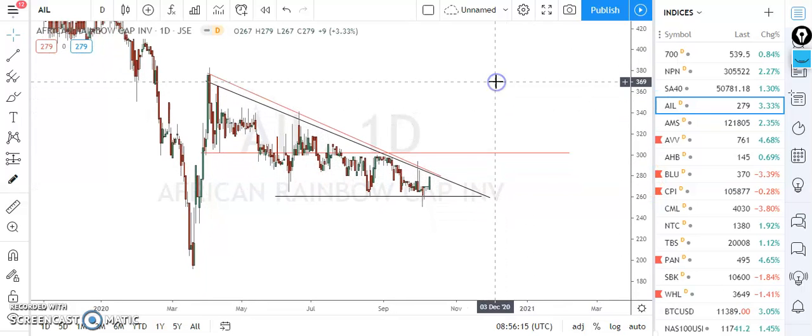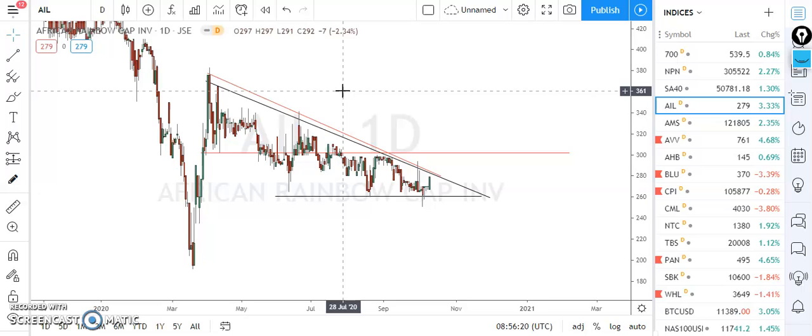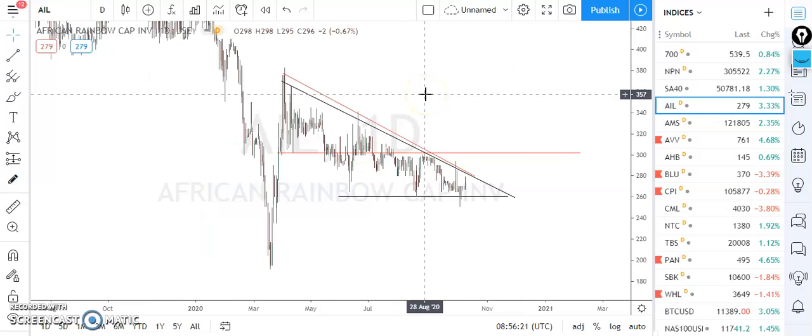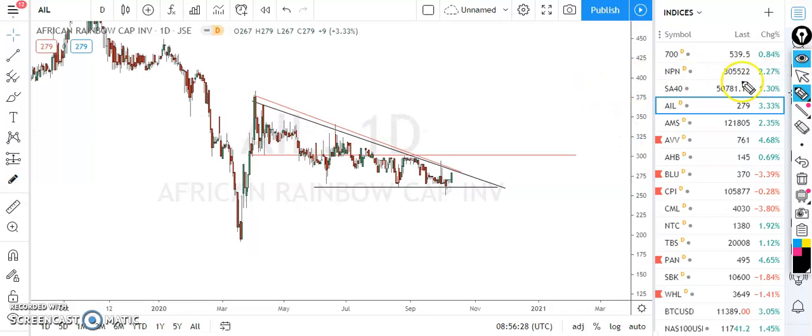Right, so first one here, African Rainbow Capital Investment. This is a descending triangle, which is usually a continuation pattern. But please bear in mind, this is not part of a bearish trend anymore. I just want to give you an example of the difference here. If this market came down like this and is breaking into this triangle, then we're looking for a continuation lower. That is what a descending triangle does in a declining, bearish market. But this is the opposite. This is first bullish, and now we're in the triangle, and now I'm looking for a bullish continuation pattern.